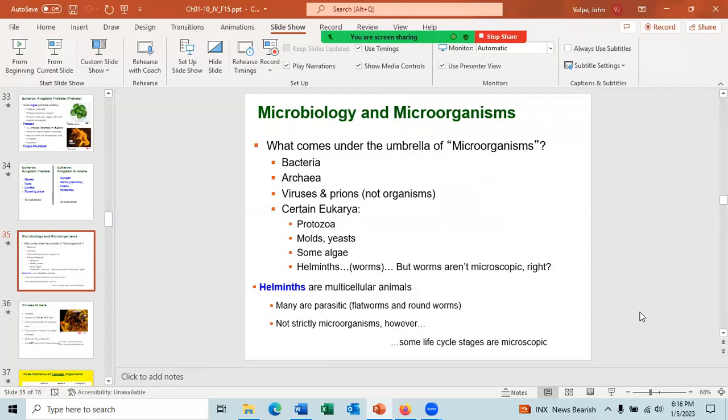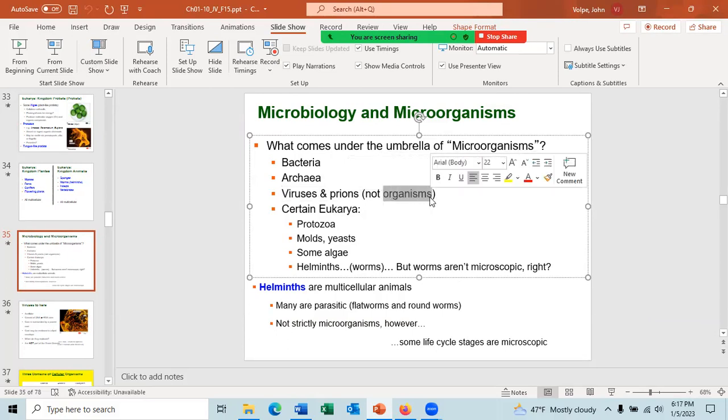So let's talk a little bit more about what comes under the umbrella of a microorganism. We already mentioned it does include the bacteria, the archaea, and I think I mentioned last time that it also includes viruses and prions. These members are special because they're not cellular. Viruses and prions are not organisms. So generally, I'll call them a microbe. I'll try not to call them a microorganism because they are not organisms. But when we use the term microorganism, we don't necessarily mean that it is cellular.